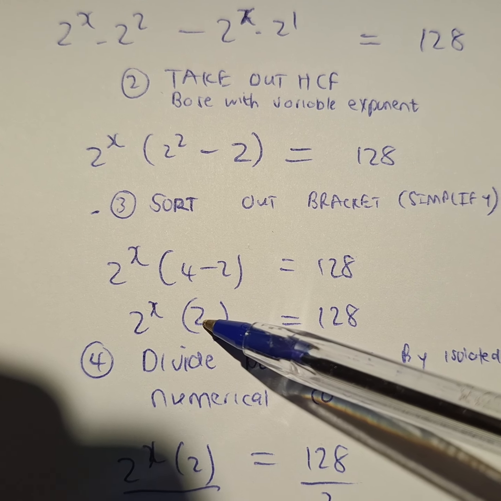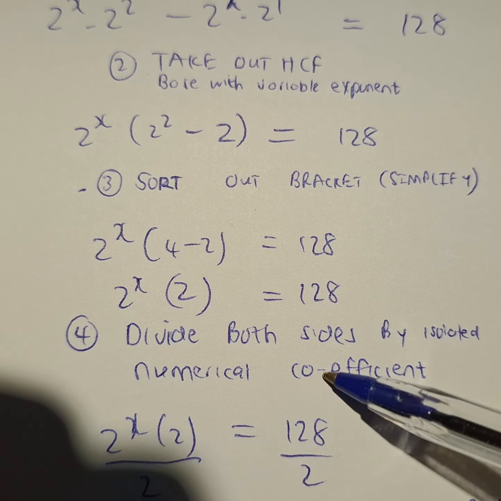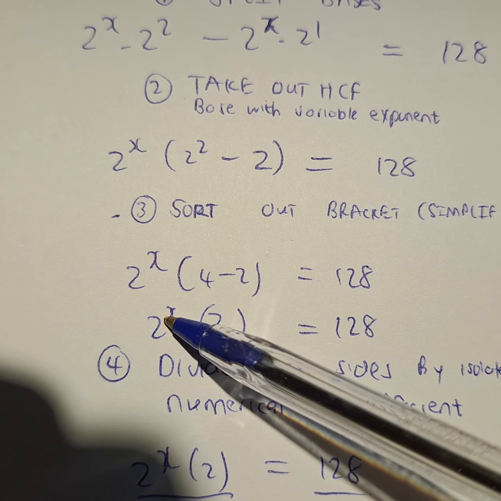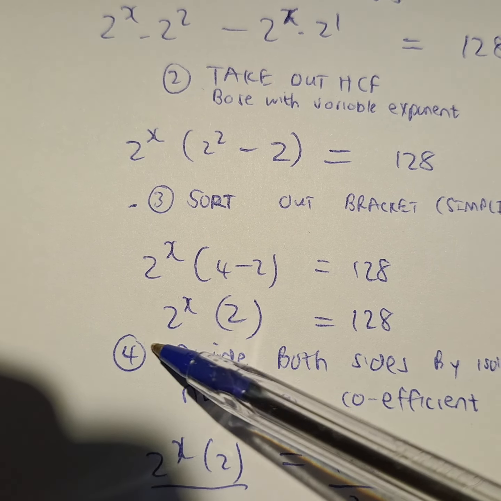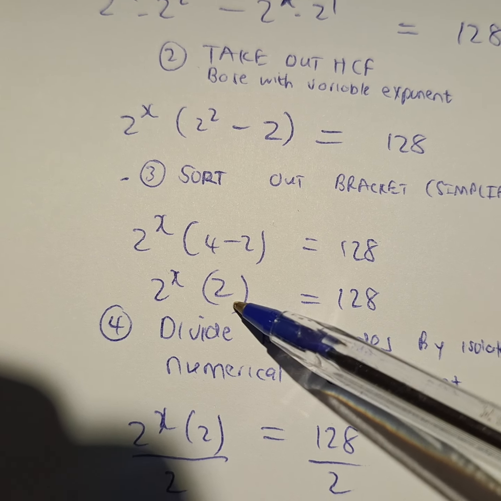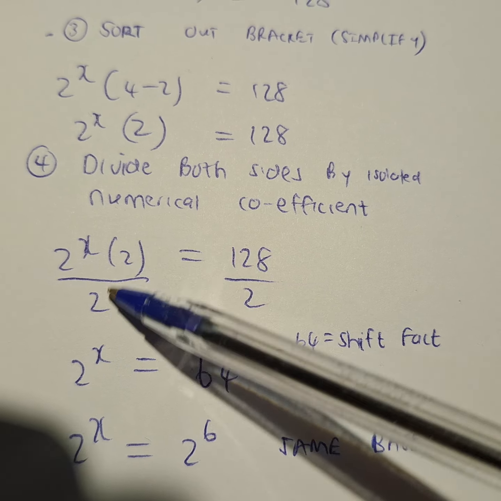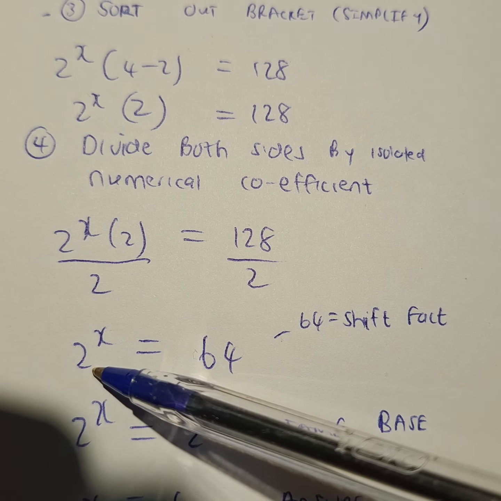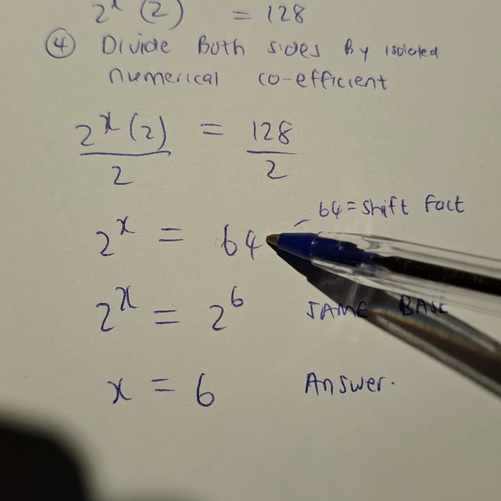Then after that, what do we do? We divide both sides by the isolated numerical value that is next to the base variable exponent. We treat all of 2 to the power x as a variable, and this is the numerical coefficient. Whenever we have a variable and a numerical coefficient, we divide both sides by the numerical coefficient, as you can see here. That leaves us with 2 divided by 2, which is 1. We're left with 2 to the power x on the left. Then we do the same thing on the right hand side. 128 divided by 2 gives us 64.